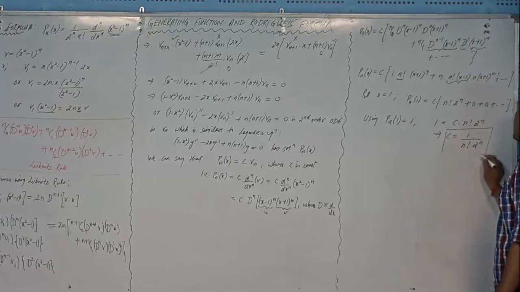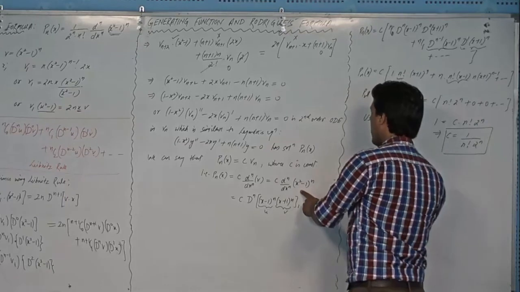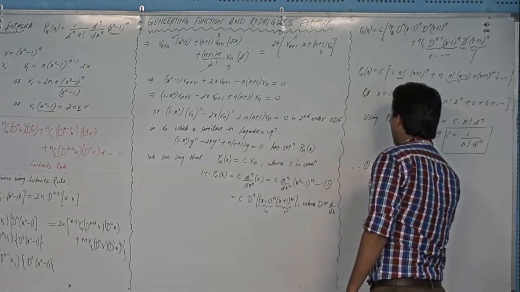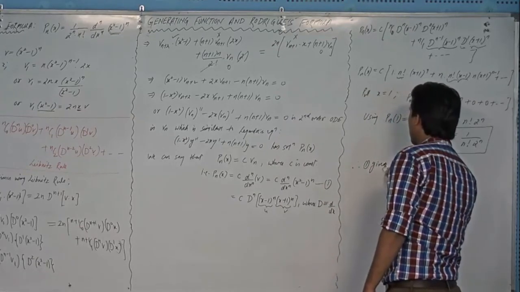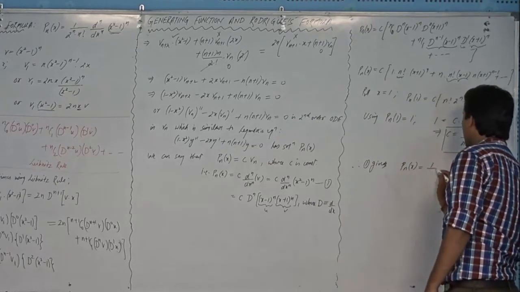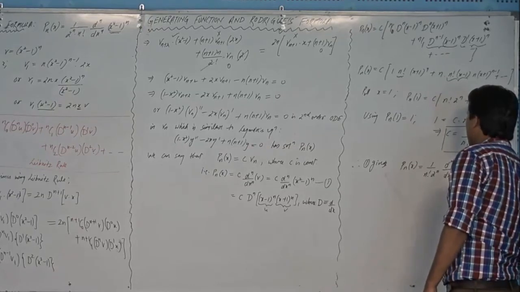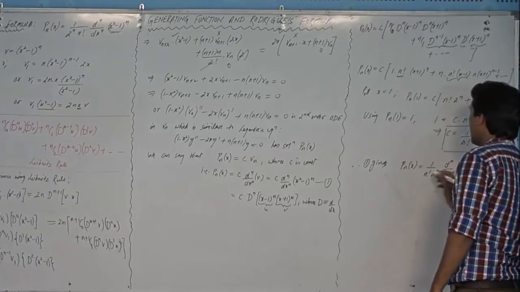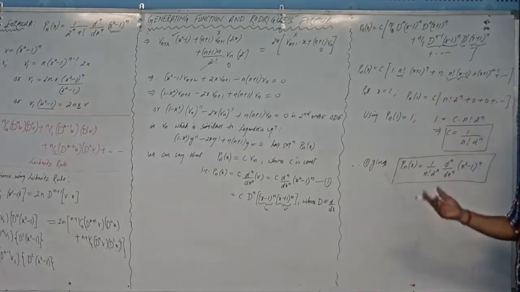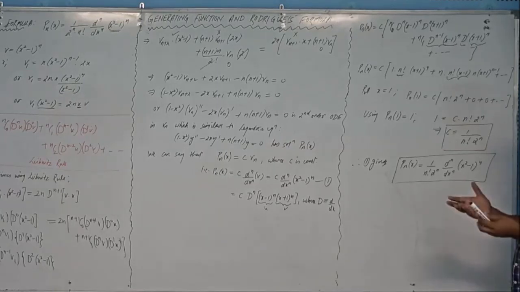So putting the value of c here, where is that? Here. I will call it equation number 1. Therefore, equation 1 gives Pn(x) is equal to the value of c, 1 over n factorial 2 to the power n, d^n by dx^n of (x square minus 1) to the power n, which is called Rodrigues formula, right? This is the proof of Rodrigues formula, and yes, why is it important?